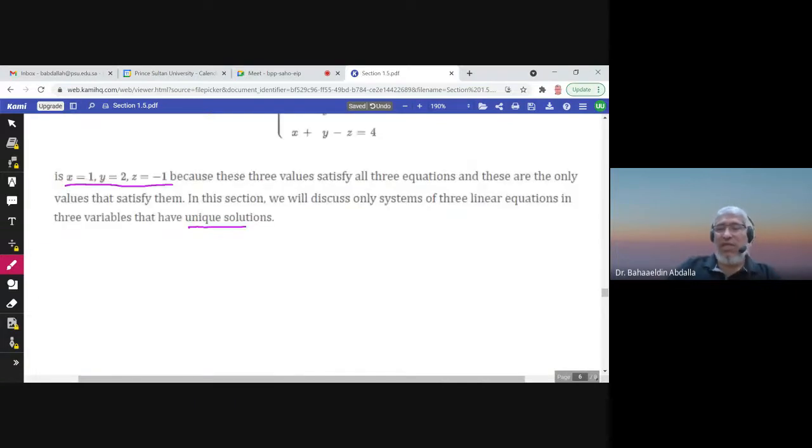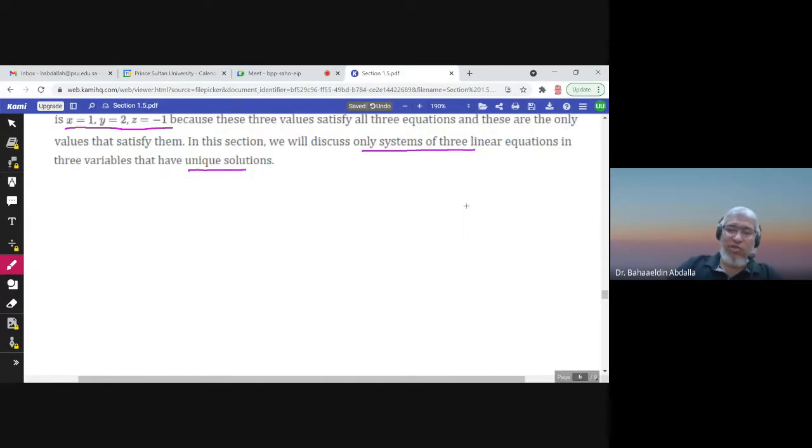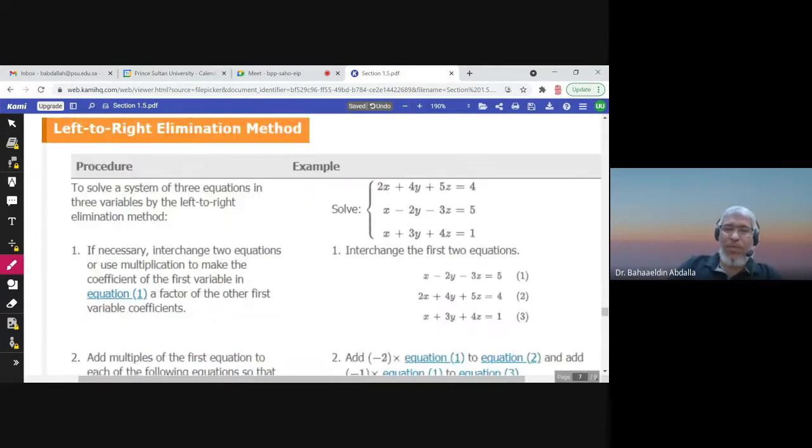We will concentrate in this section only on systems with a unique solution. We will use the left to right elimination method. And let us illustrate this method to solve a system of three linear equations. We use the left to right elimination method.